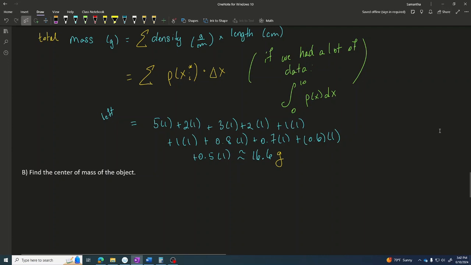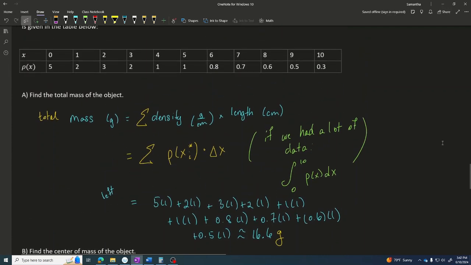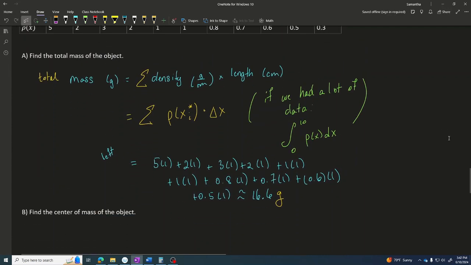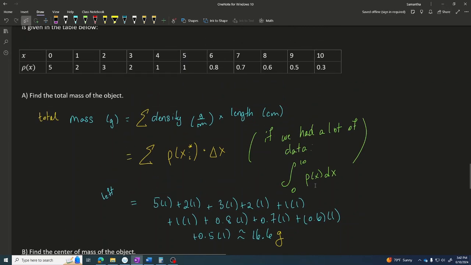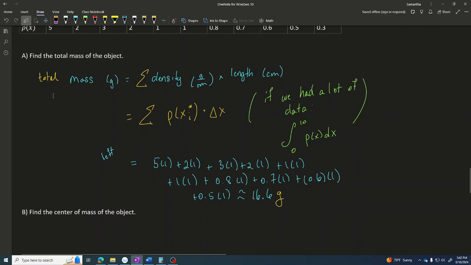So if you decide to use a right Riemann sum, then you're going to get a different value for the total mass. I think a much smaller value, as a matter of fact, but both of those values are simply estimates for the true mass of the object, and both of those estimates are going to have some error involved. So now we have found the total mass of the object.